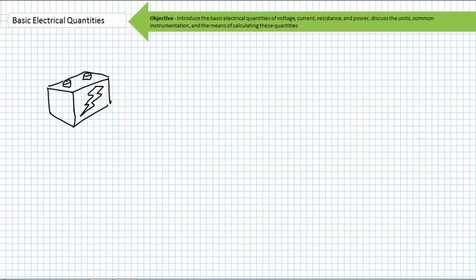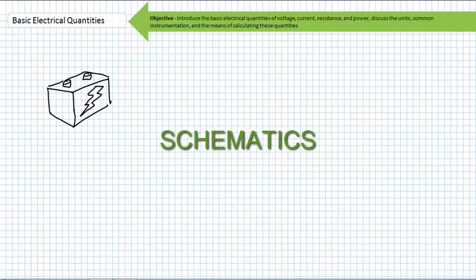A brief note about the diagrams I'm going to use for pretty much all of these lectures. If I had to constantly draw accurate pictorial representations of batteries and meters and everything else in the toy box, we'd be here all day. Therefore, I'm going to start using schematic symbols. This quick and dirty symbolic method is a common shorthand means of drawing electrical circuits.